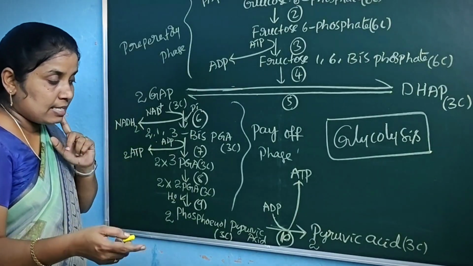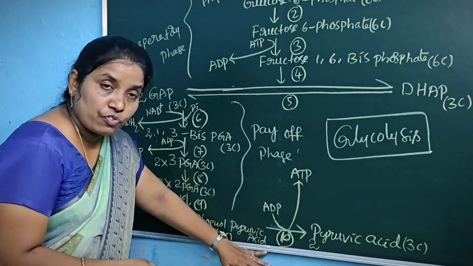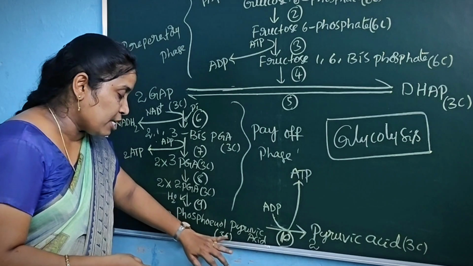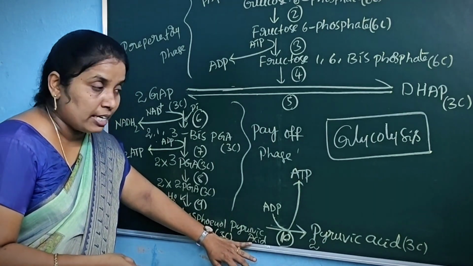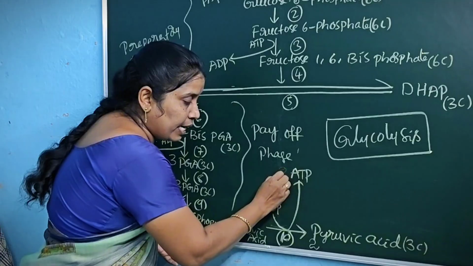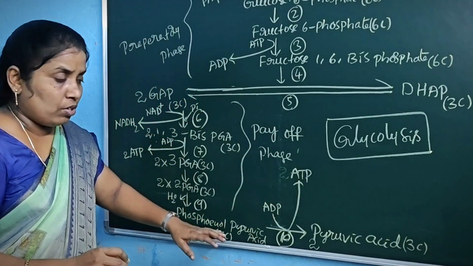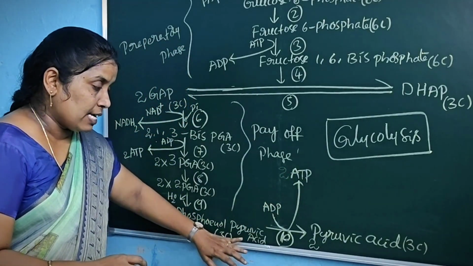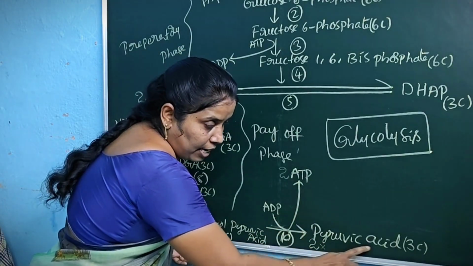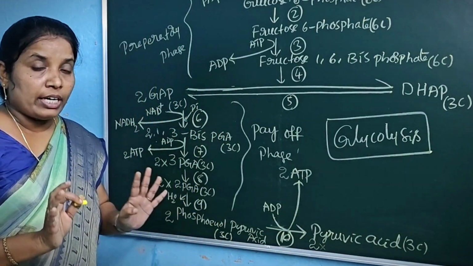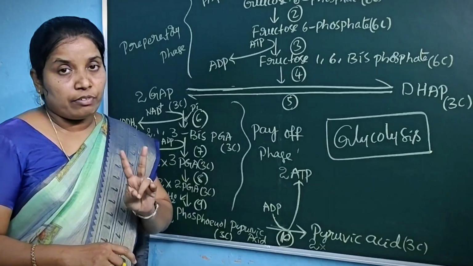Let's see the 10th step. This is also a dephosphorylation step. Here phosphoenol pyruvic acid undergoes dephosphorylation. Here also we are going to get 2 ATPs. So phosphoenol pyruvic acid converts into 2 molecules of pyruvic acid. So finally we are getting 2 molecules of pyruvic acid.